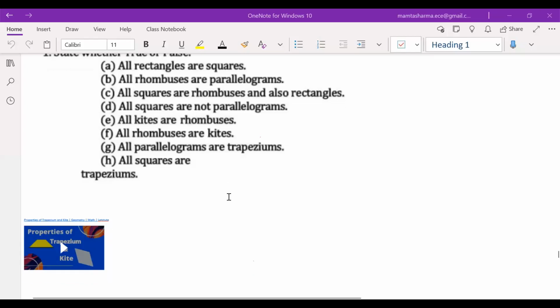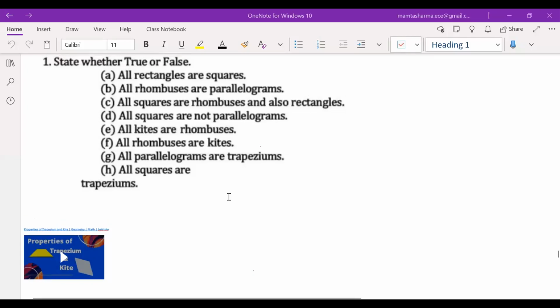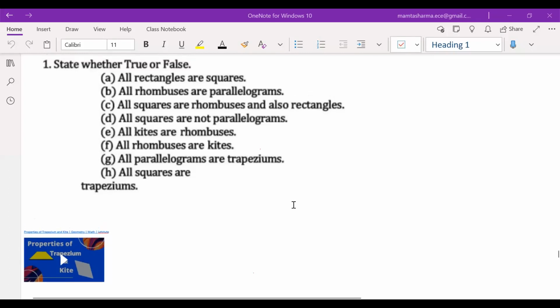Can you see my screen? Yes, my screen is visible.